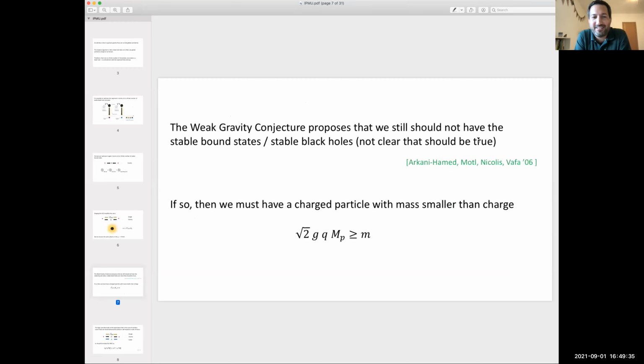Sorry, yeah, so as I said below, if so, then we must have a charged particle with a mass that's smaller than its charge. So that's what we mean by gauging strongly enough. We should gauge it stronger than the mass of the charged particle, in particular, the mass of the particle with the smallest mass to charge ratio.